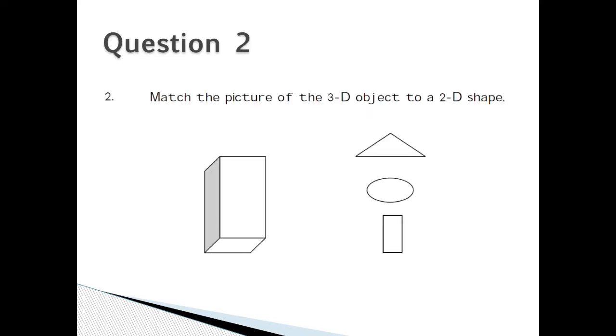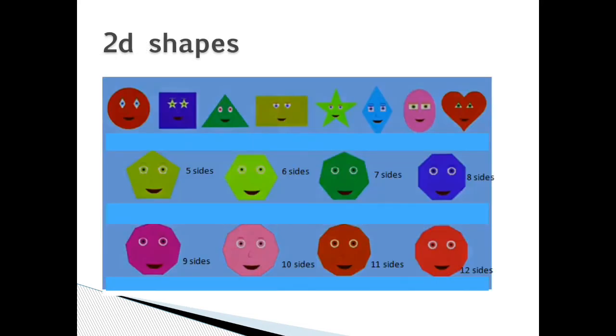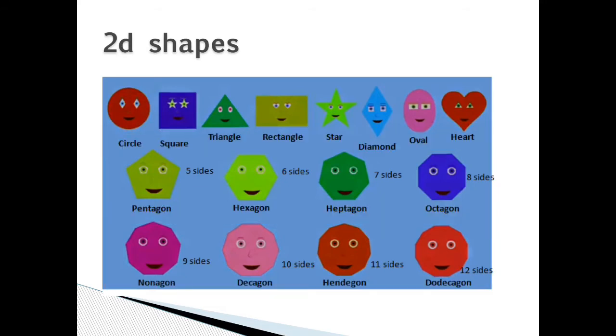Match the picture of the 3D object to the 2D shape. So we have a rectangular prism, and then we have a triangle, an oval, and a rectangle. Would you be able to name these 2D shapes? We have a circle, square, triangle, rectangle, star, diamond, oval, heart.